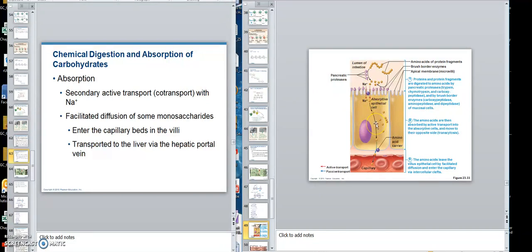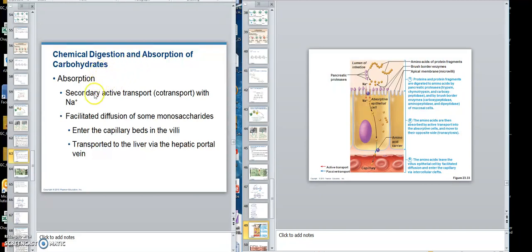You have the sodium-potassium pump, which keeps sodium low inside a cell. Sodium's going to leak in. When sodium leaks in, it's very exergonic because remember the inside of the cell is negative and sodium's positive. So that secondary transport means is secondary to the fact of having the sodium-potassium pump. So when sodium comes in, it can bring some of these nutrients with it.